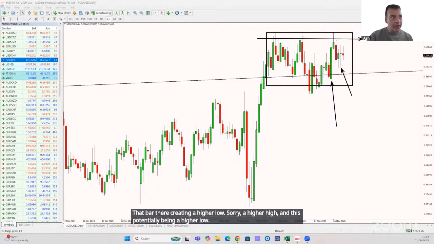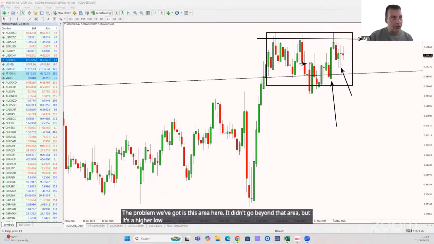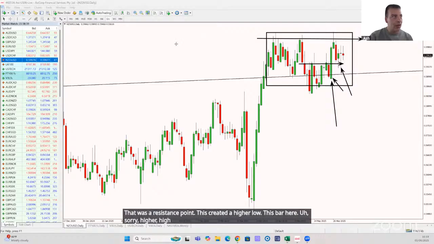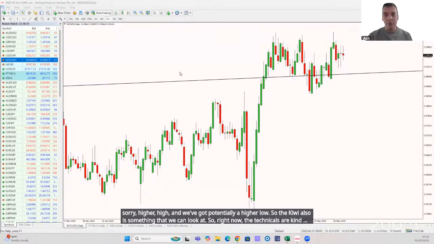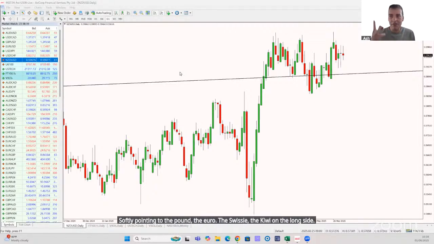The problem we've got is this area here. It didn't go beyond that area, but it's a higher low from a higher high, sorry, from here. That was a resistance point. This created a higher low. This bar here, sorry, higher high, and we've got potentially a higher low. So the Kiwi also is something that we can look at. So right now, the technicals are kind of softly pointing to the pound, the euro, the Swissy, the Kiwi on the long side. Aussie is a little bit questionable, and the yen and the CAD on the weak side.